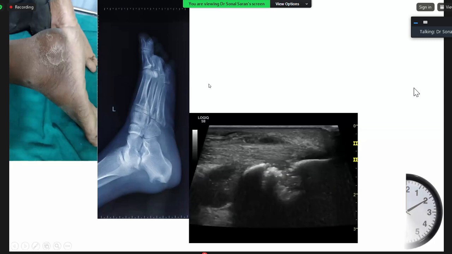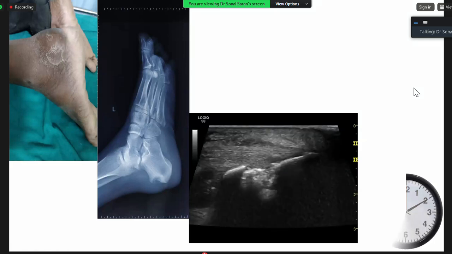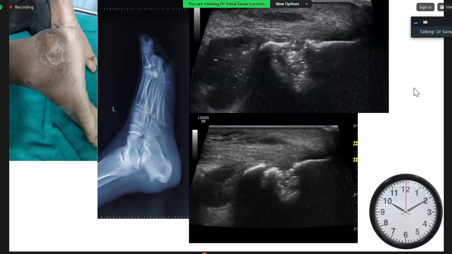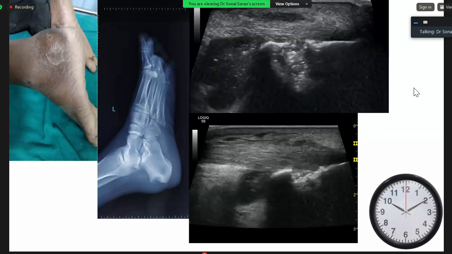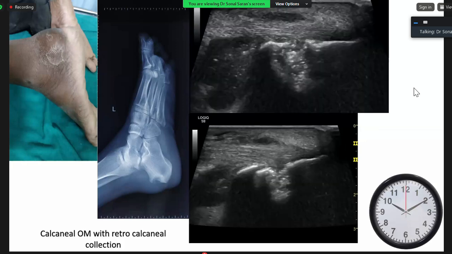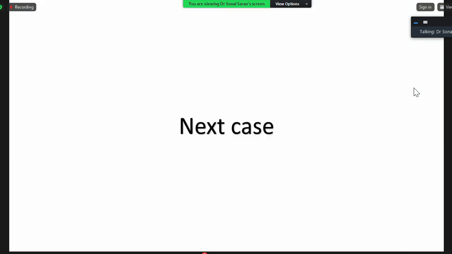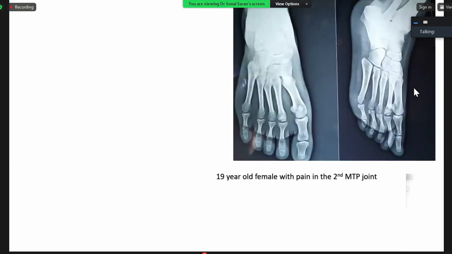The video again shows the same thing. You can see a large erosion in the calcaneum and a retrocalcaneal bursal distension with collection. There is swelling in the subcutaneous plane. So this is a case of calcaneal osteomyelitis with retrocalcaneal abscess. Next case. A 19-year-old female with pain in the second metatarsophalangeal joint.